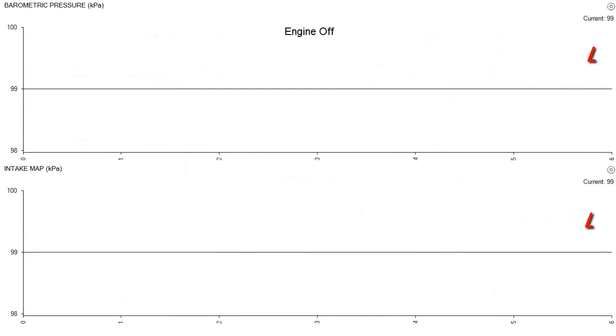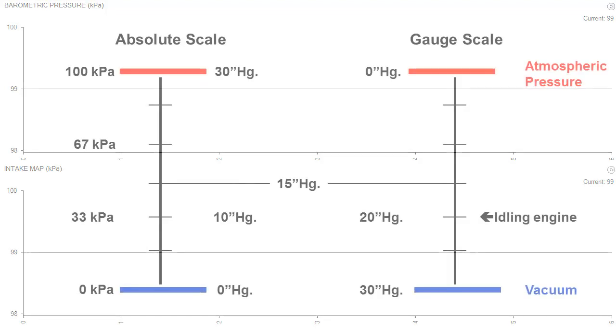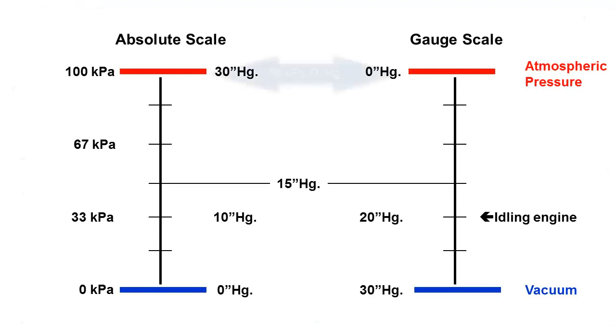In this MAP sensor data with the engine off, intake MAP equals barometric or atmospheric pressure. This is a great check for MAP sensor accuracy. When the engine is off, air fills the intake. This is the MAP reading on the vacuum chart.